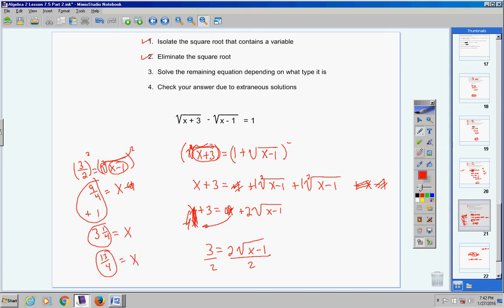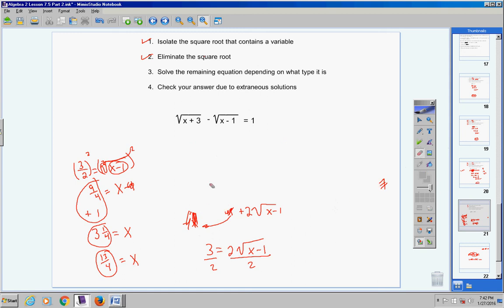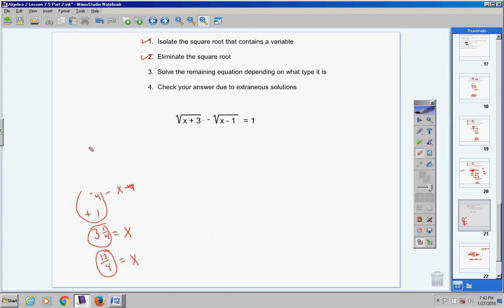Now, let's check our answers, okay? I'm going to use 13 over 4. Let's check our answer. You ready? With the calculator, if you put 13 over 4 right here with x, go ahead and take 13 over 4 plus 3, okay? And you're going to get 6 1/4. You're going to get 25 over 4. Okay? So 25 over 4, then bring down your minus sign.